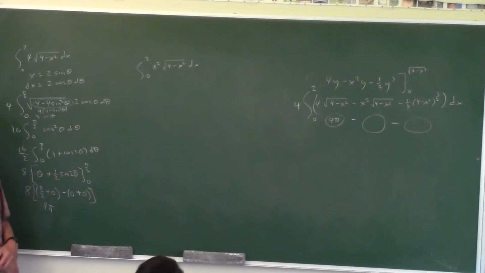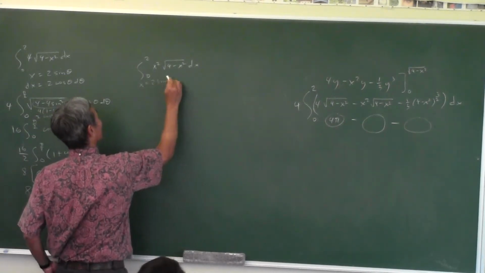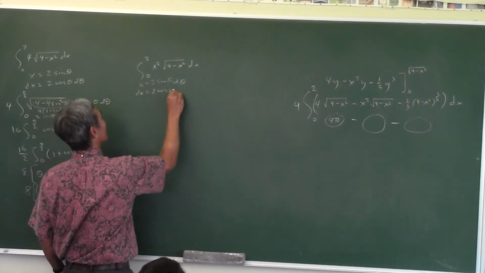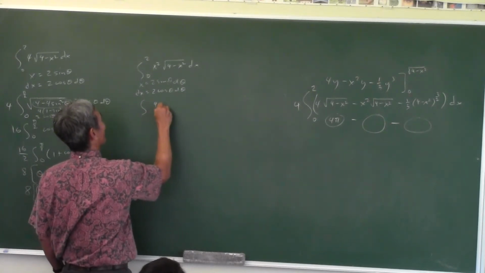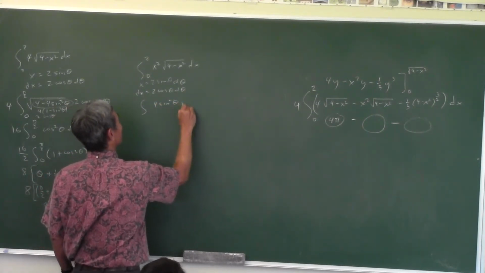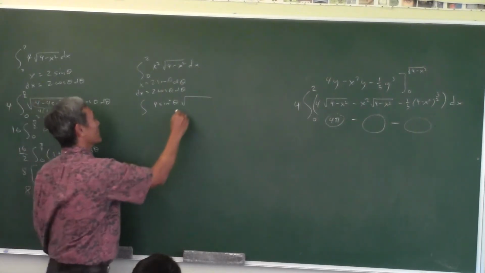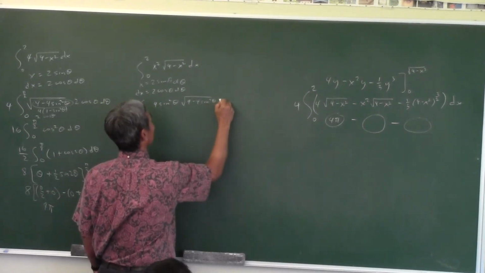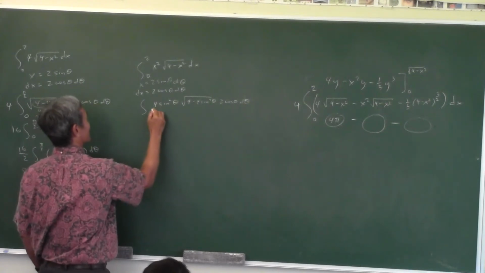Trig substitution. x equals 2 sine theta, dx is equal to 2 cosine theta d theta. So you have the integral of x squared, so that's 4 sine squared theta times the root of 4 minus 4 sine squared theta times dx, 2 cosine theta d theta. And what are my new limits now? It's 0 to pi over 2.